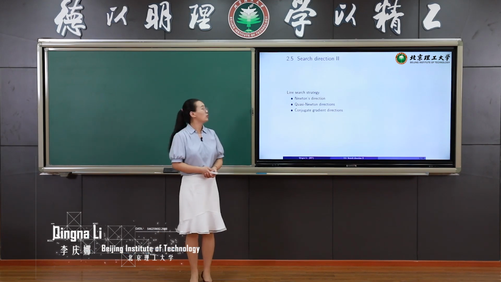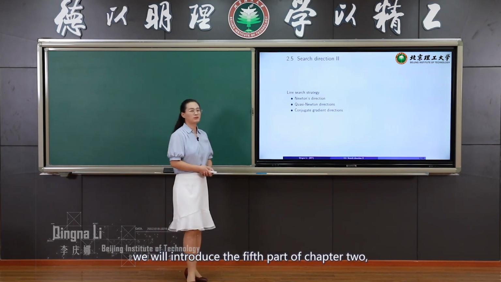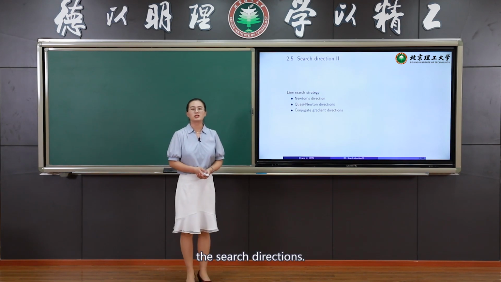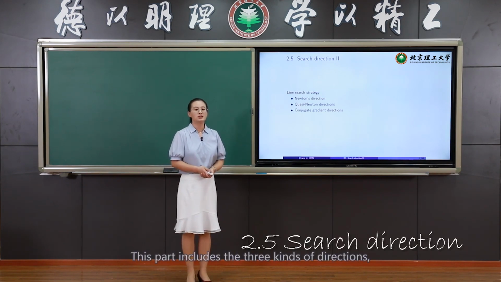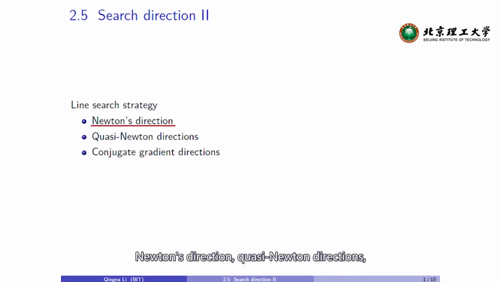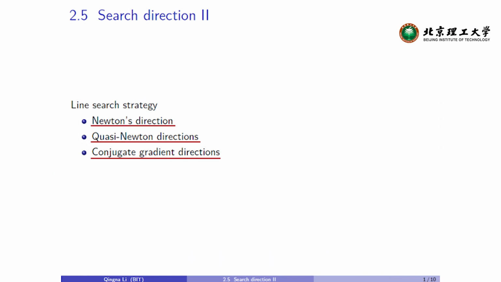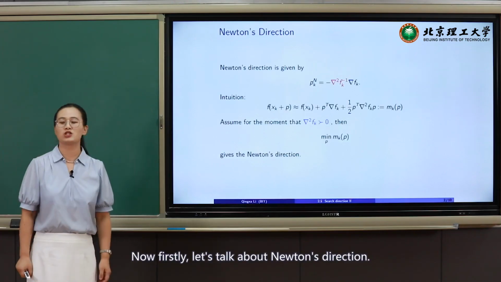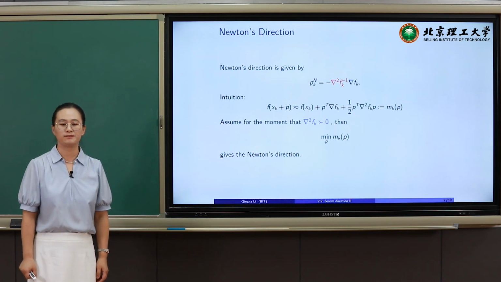In this part, we will introduce the fifth part of Chapter 2, the search directions. This part includes the three kinds of directions: Newton's direction, quasi-Newton directions, as well as conjugate gradient directions. Now, firstly, let's talk about Newton's directions.